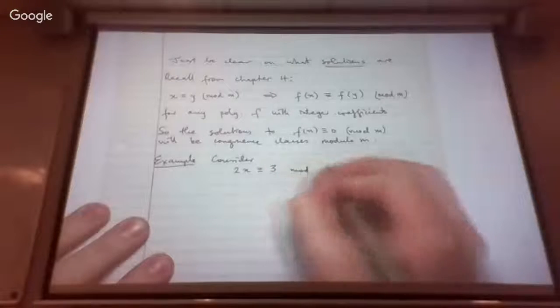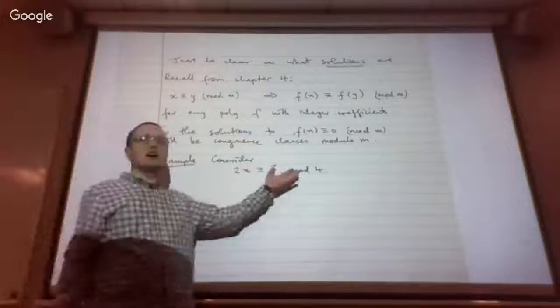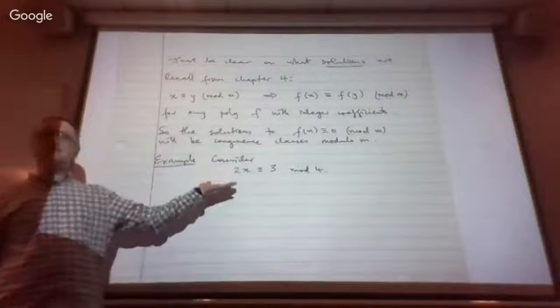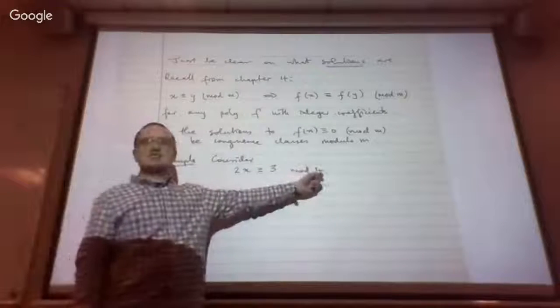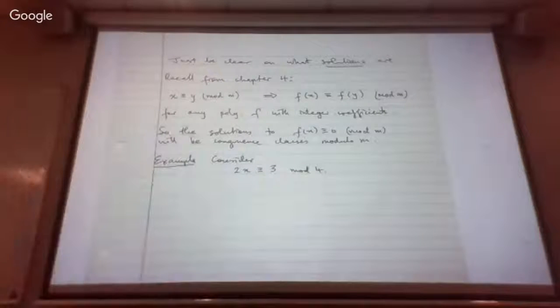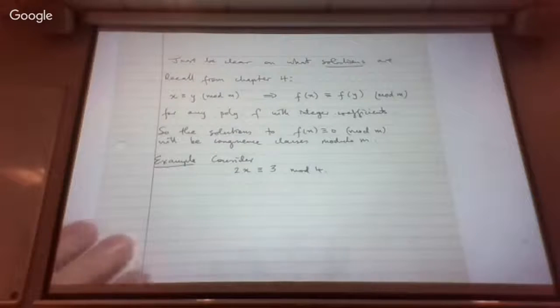So 2x congruent to 3 modulo 4. Okay. It's not too hard to discover all the solutions of this, because there's only 4 objects to test. Okay, there's only 4 congruence classes modulo 4. So we've only got 4 things to test. So without being sophisticated at all, we can simply try each possibility. Okay?